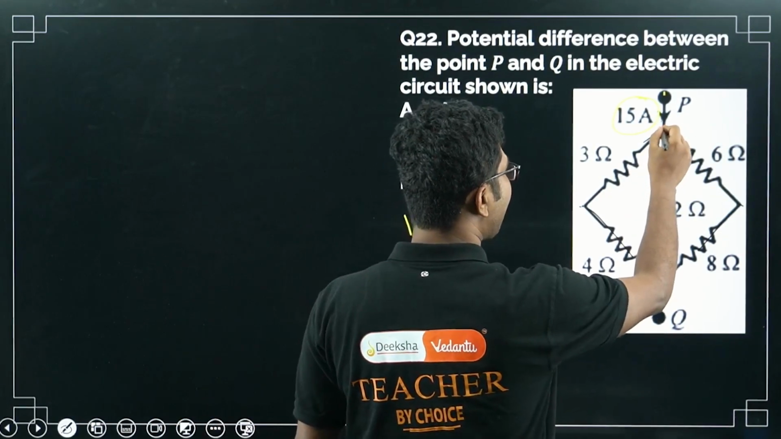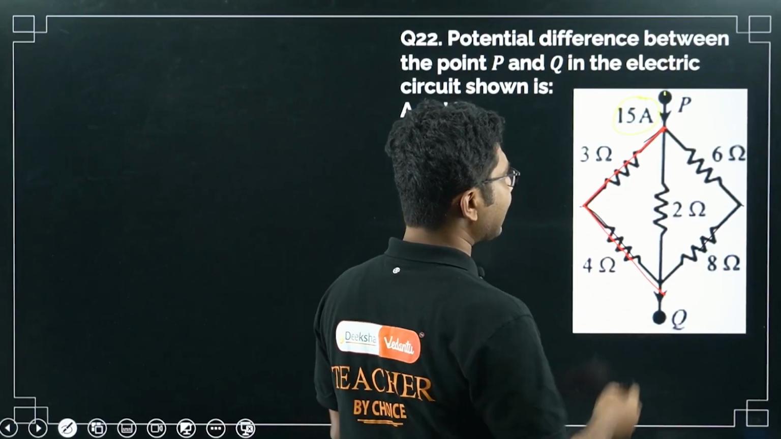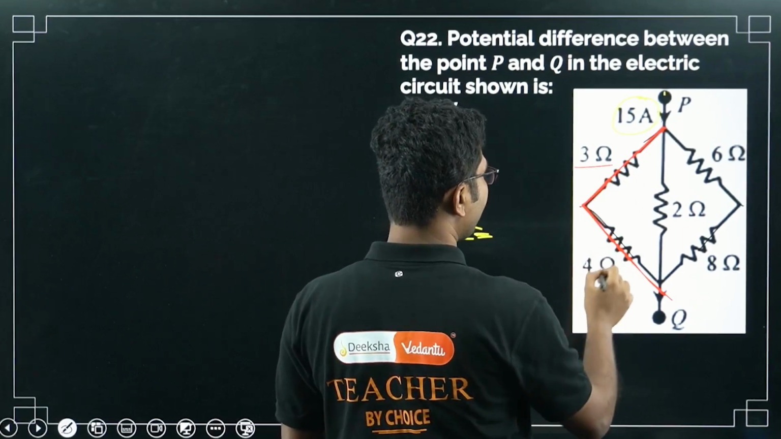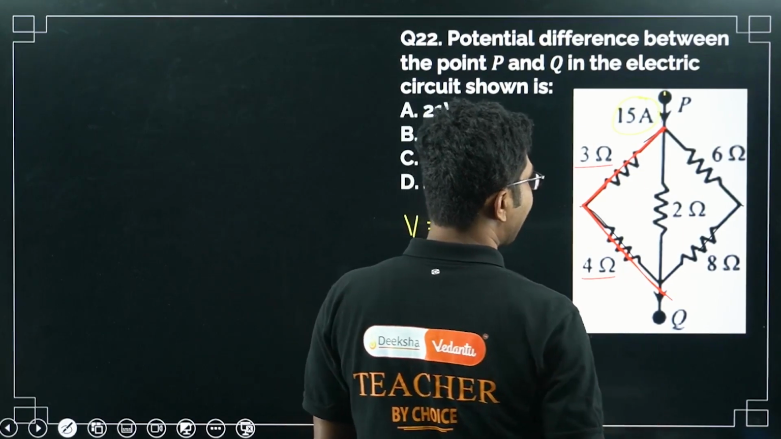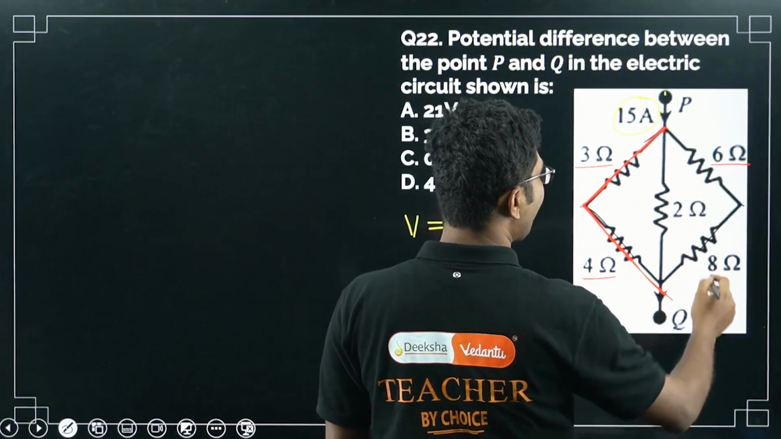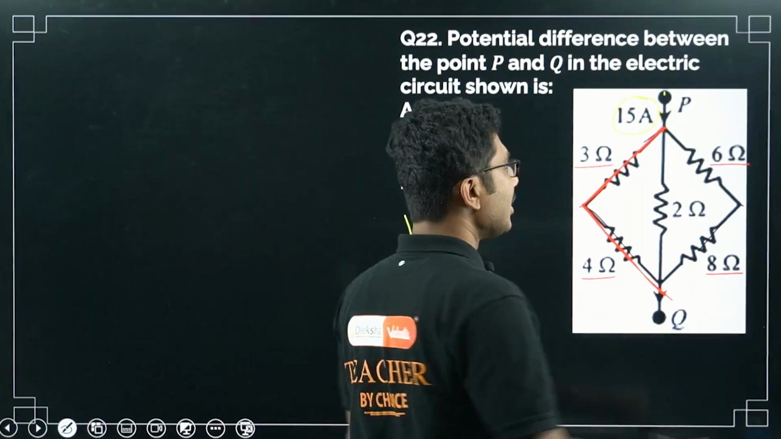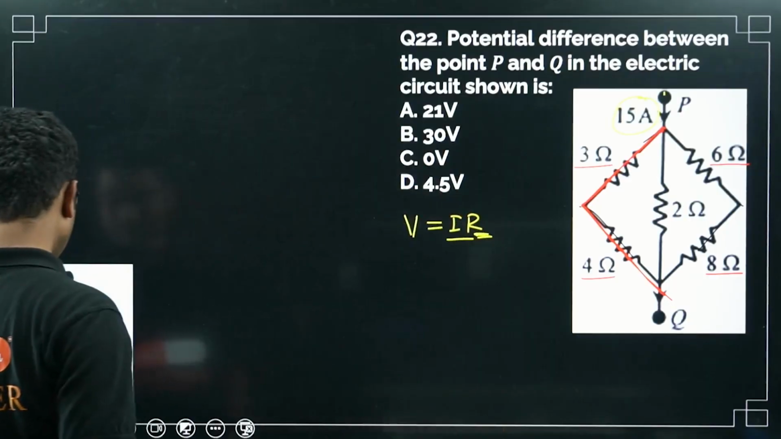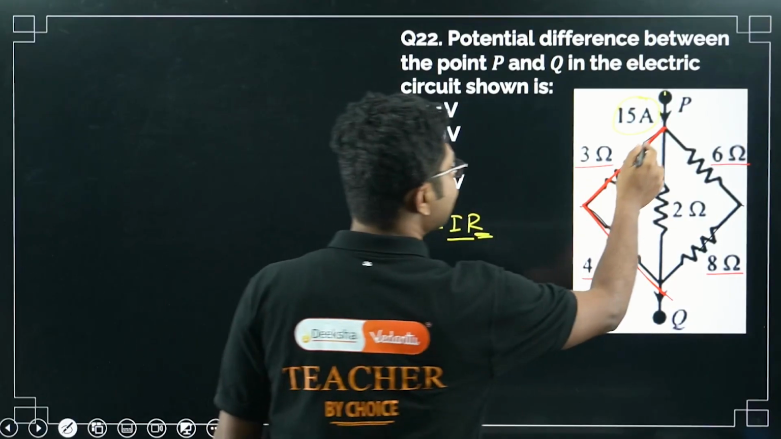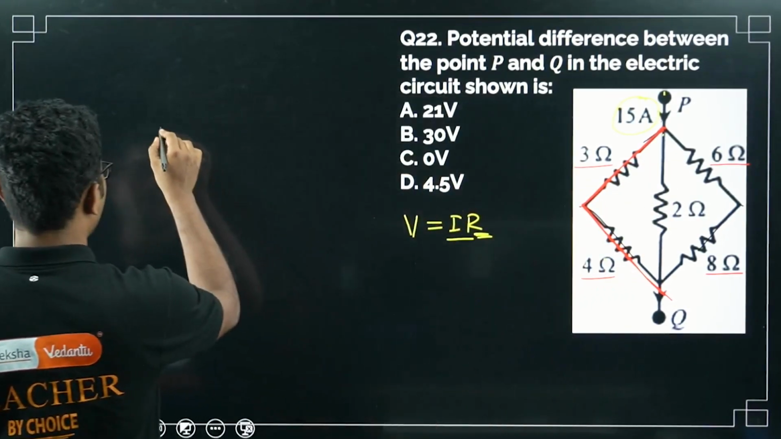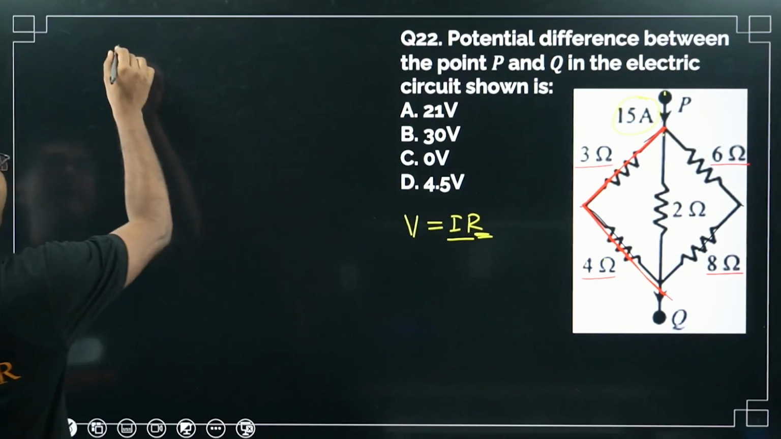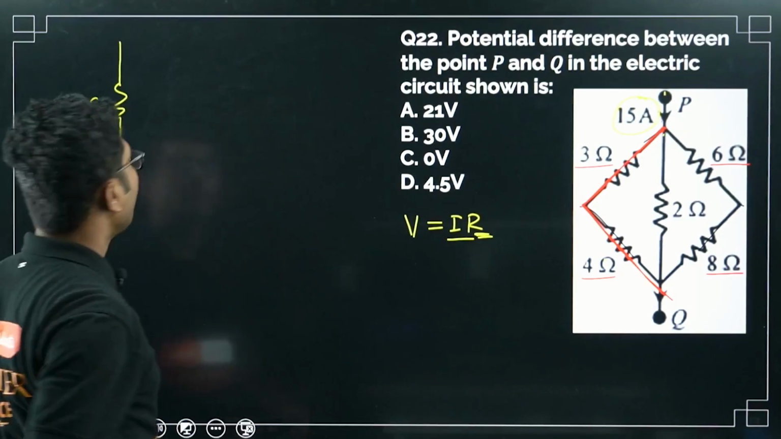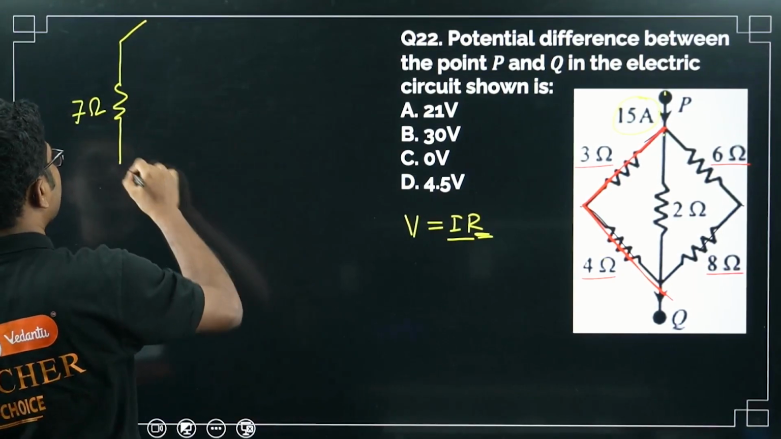For that you have to see which of the parts are independent here. This part is not connected to anything else. You can see that 3 ohms and 4 ohms are connected in series. Similarly, 6 ohm and 8 ohm are connected in series. So first we write this resistance, 3 plus 4, which is 7. So there is a 7 ohm resistance, which is connected like this.